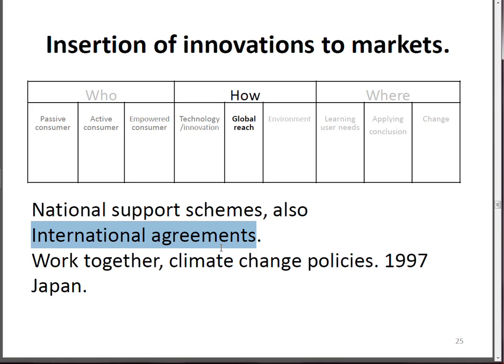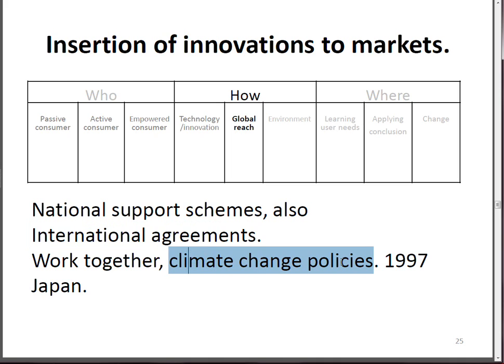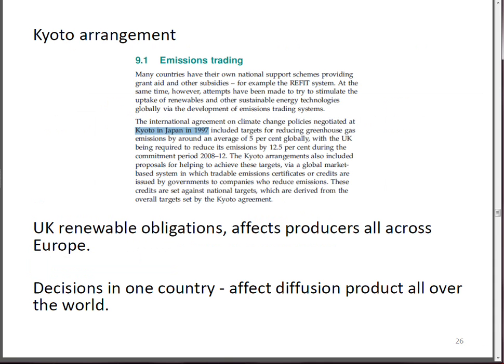With these international agreements, there are many ways that we can affect how a product is diffused in different countries, not just in our own country. For example, climate change policies, which were discussed in 1997 in Japan. That is when countries really sat down to work together, in this case tackling climate change. You will read more about it in section 9.1, the emission trading. That was in Kyoto. So the Kyoto arrangement talks about targets for reducing greenhouse gas emissions.